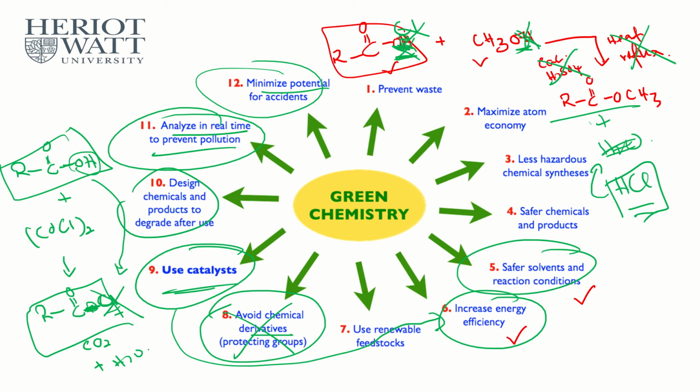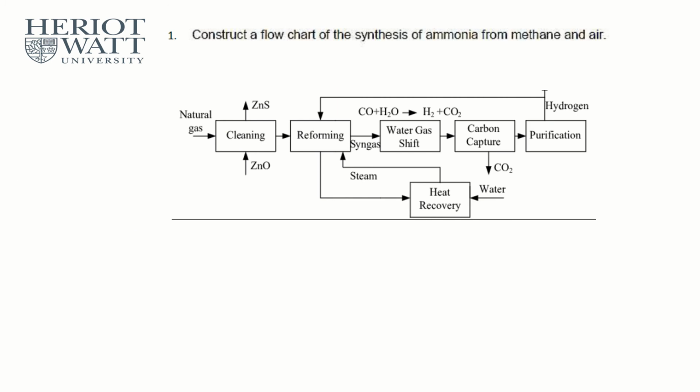All right, so let's move on to the tutorial questions. We have talked a lot here. For question 1, construct a flow chart of the synthesis of ammonia from methane and air. Now, I don't expect you to come up with a proper flow chart, because we haven't learned it yet, or it's too early for you to figure out how a flow chart works for the synthesis of ammonia from methane and air. So I'm going to explain it briefly.